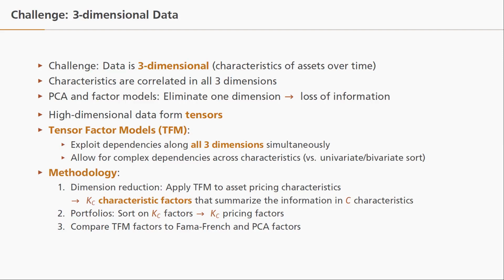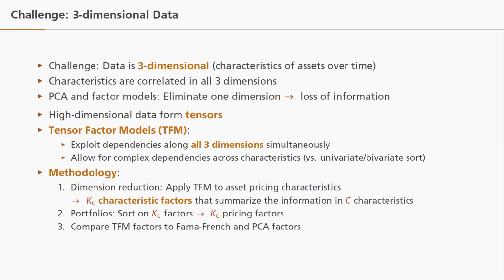Obviously, there's information along each of the three dimensions. For example, for a given firm, book-to-market and earnings-to-price are correlated. Across similar stocks, the book-to-market ratio will be correlated. And of course, there's correlation over time. So we want to capture the correlation information in all three dimensions. However, standard models, PCA and factor models, really apply to only two dimensions.